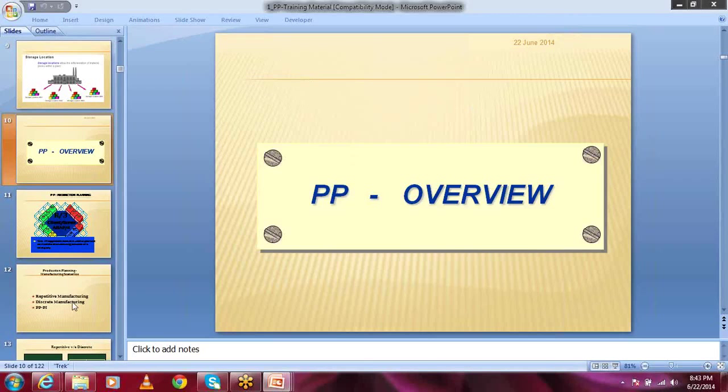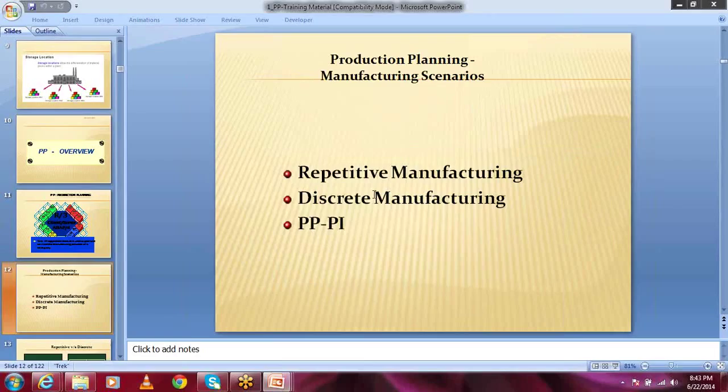These are actually in the PP itself, different scenarios: repetitive manufacturing, discrete manufacturing, and PP-PI. Repetitive is where the same product is continuously manufactured. Discrete is where the products are frequently changing, and PP-PI is where you can map chemical industries like pharma.